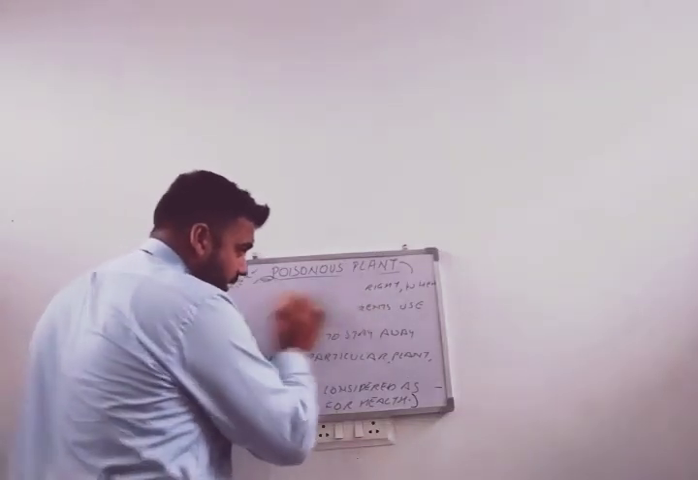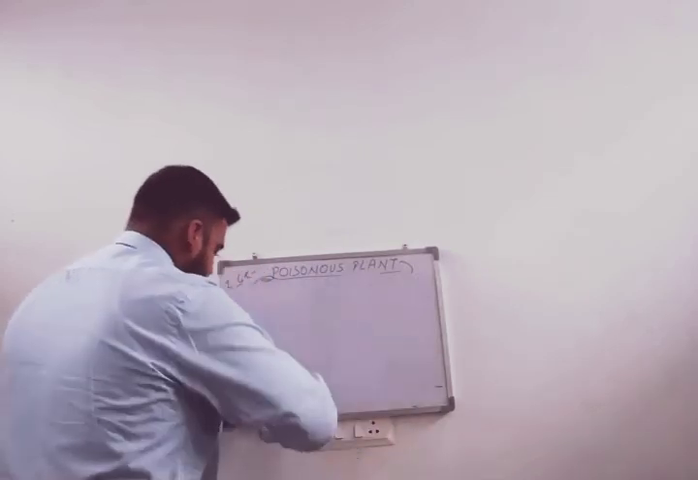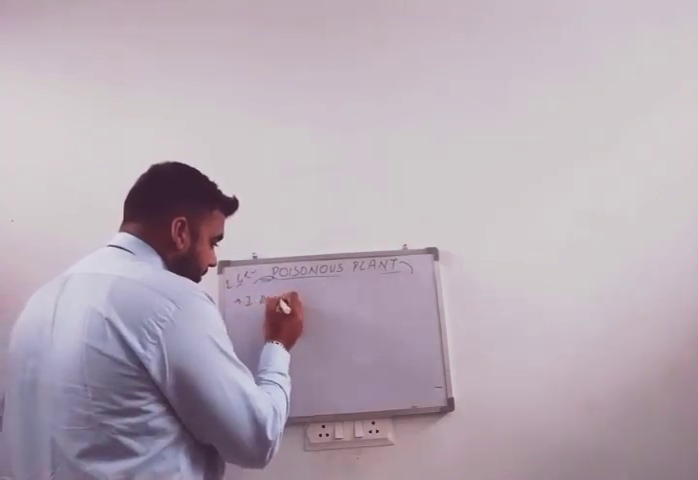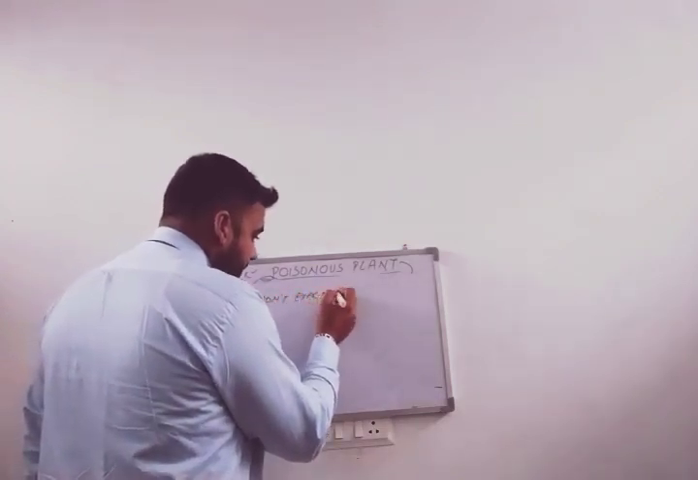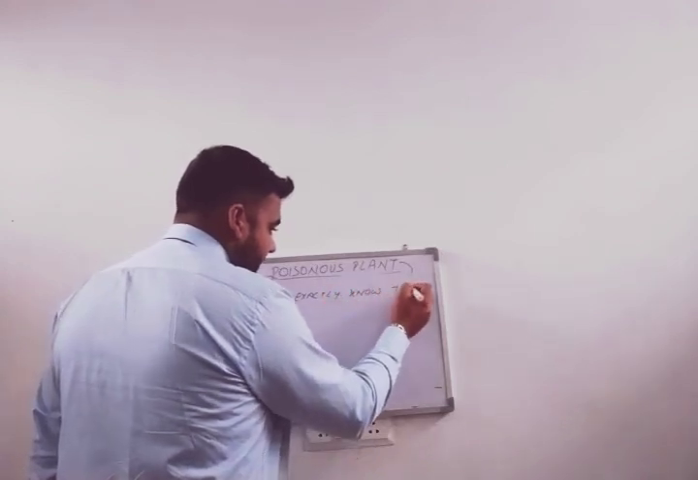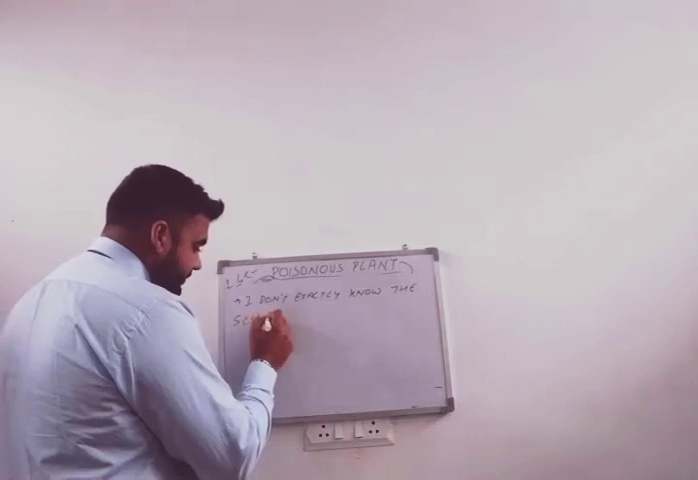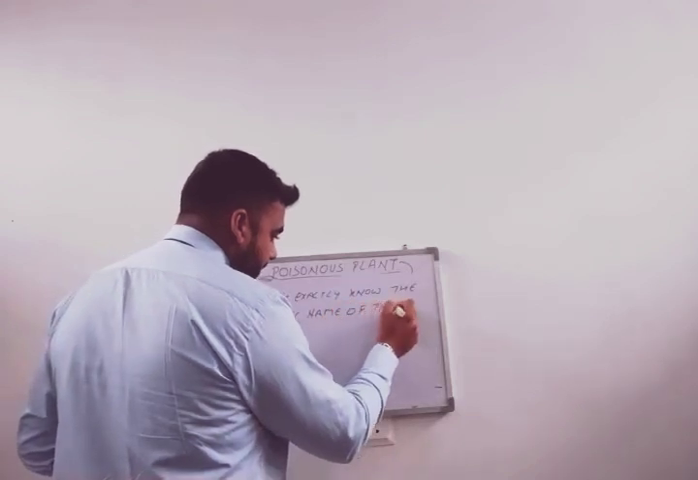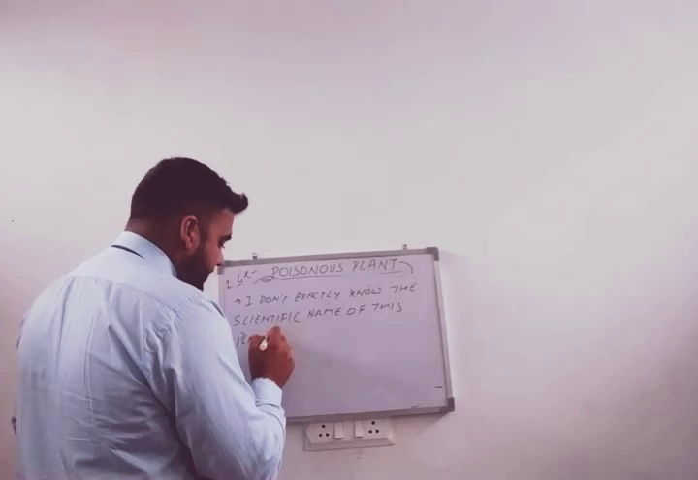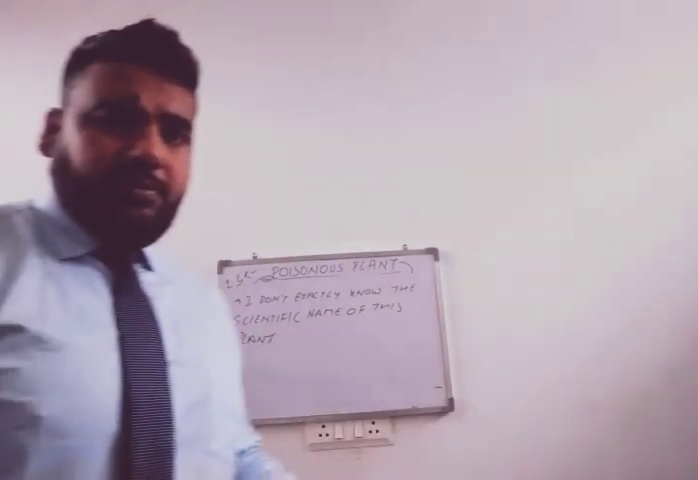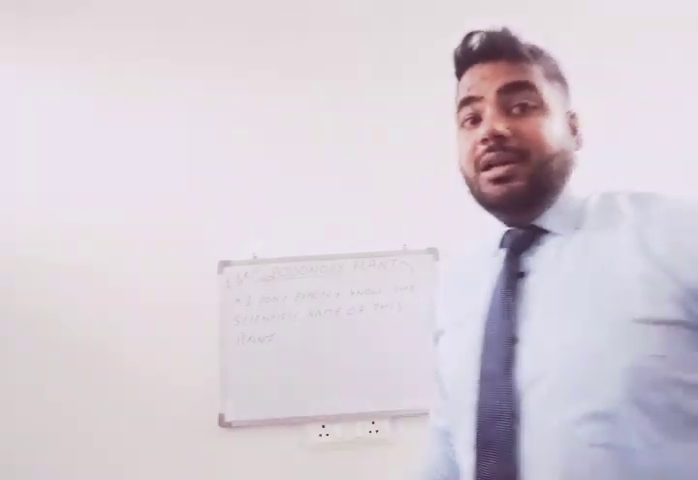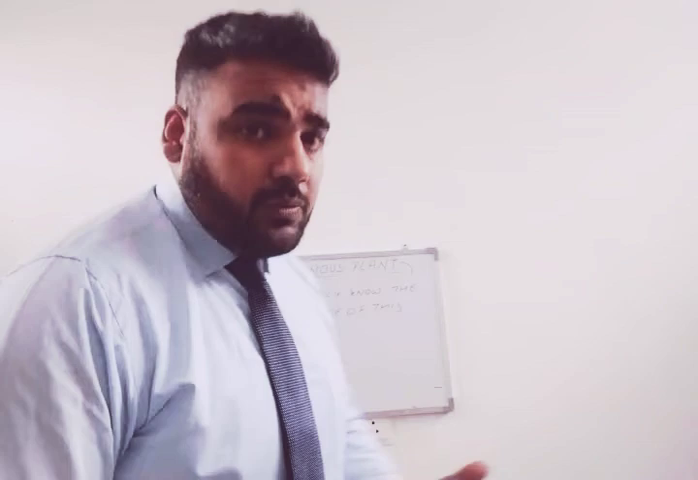Okay, then after that, you're going to move on to the name of these plants. Then you can say, I don't exactly know the scientific name of this plant. Okay, simply you don't know the scientific name. It's very simple. Nobody knows what the scientific names of these plants are. But actually the scientific name is Calotropis. Okay, you can use it. If you don't want to use it, it's up to you.